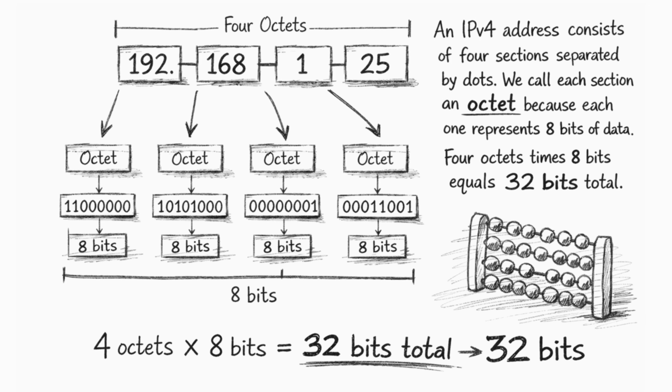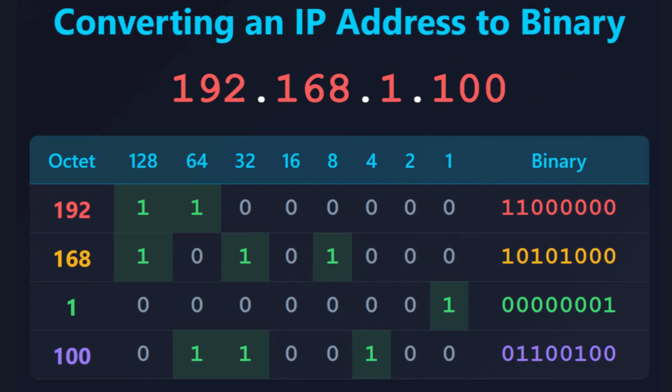Let's convert 192.168.1.100 to binary, one octet at a time. So if you want to pause the video and try to do this yourself first, that's a good idea because you have the tools already. And if it's a little bit hard for you, that's a good thing.